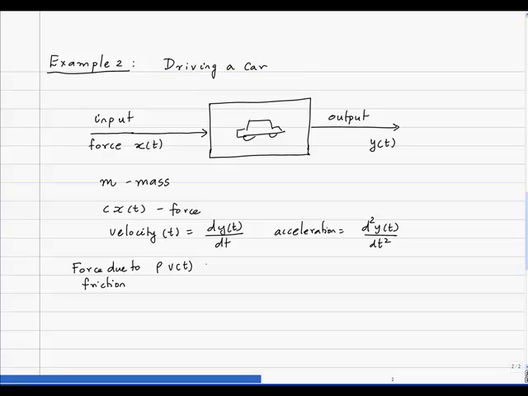Okay, so which is then rho times the derivative of y of t. Okay, then we have the total force that's applied on the vehicle is c times x of t minus the force due to friction, which is rho times the derivative of y of t, and this must be equal to mass times the acceleration of the car.